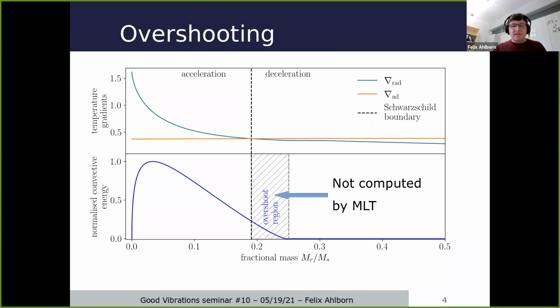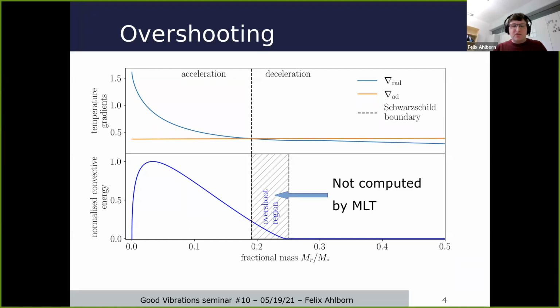Now, however, this mixing length picture is slightly unphysical. From a physical point of view, you would, of course, expect that the flow arrives with a finite velocity at the Schwarzschild boundary and then overshoots beyond that boundary due to its own inertia until it is finally braked in the stably stratified medium.